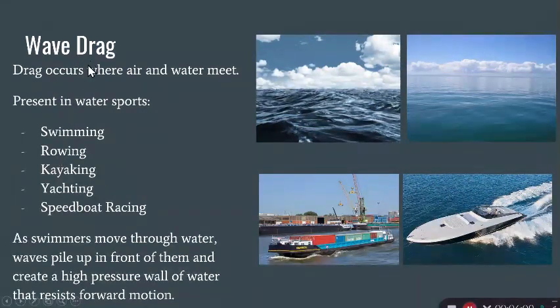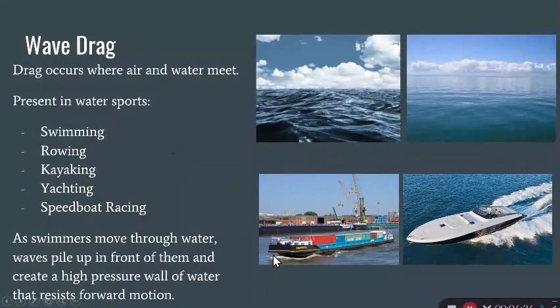And then thirdly, there's wave drag. Wave drag is a drag that occurs where air and water meet. You'll see these in a lot of sports that are done on the water. And how this produces drag is, as we're moving through the water, waves are going to pile up towards the front, creating a high pressure wall of water in the front.